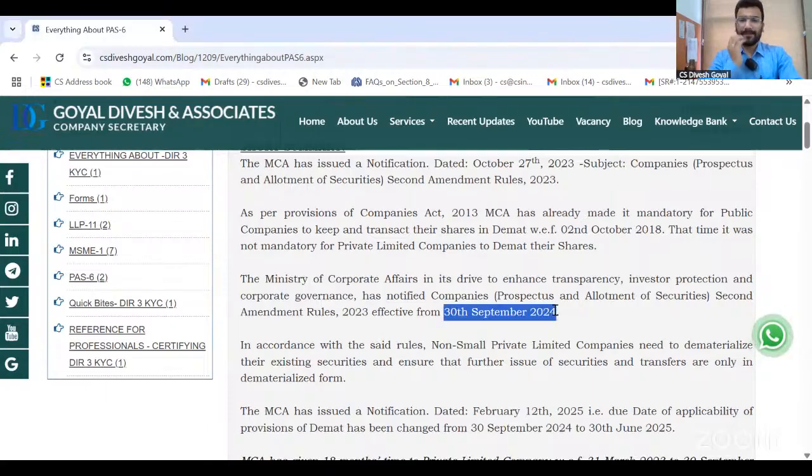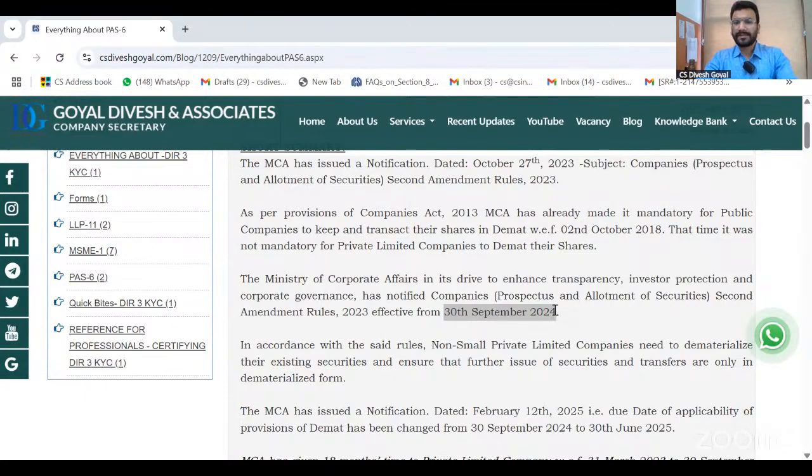So 30th September. But as we know, there are lakhs of non-small private companies in India. So it became difficult for the depositories like CDSL and NSDL. We know we only have two depositories, CDSL and NSDL. It became difficult for them also to implement, to issue the ISIN to the private companies. So they also requested the ministry to extend the date.